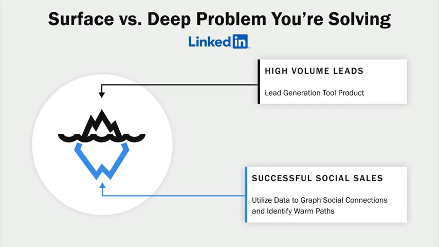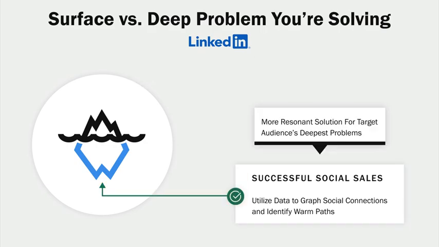In this arena, LinkedIn could solve the problem far better due to its ability to graph social connections and identify warm paths into a company. Although salespeople would not have as much volume to work with, their connection rate with LinkedIn's data would be much higher, resulting in more sales opportunities.